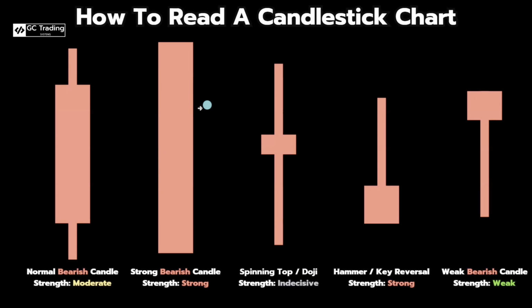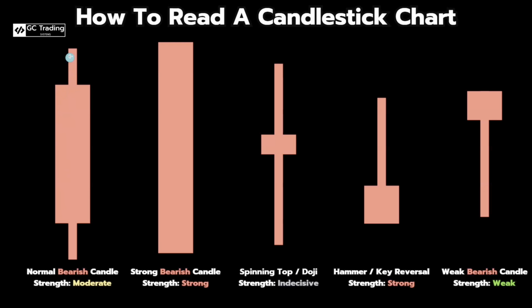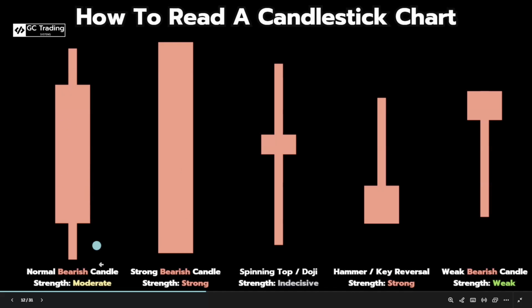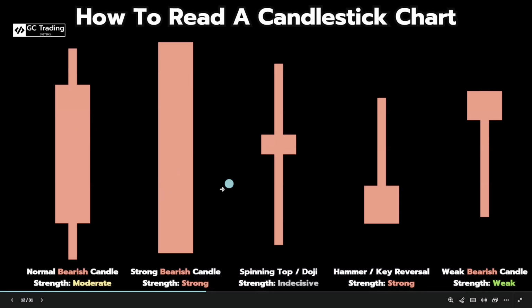And then here are the bearish candlesticks. So you can see the difference. So right here, here's a normal bearish candle. So price opened here and closed here. Okay, a little bit of wick on each side, right? Strength is moderate for that. And then here's a strong bearish candle. So price opened here and then closed all the way down here with no wick. That shows that sellers are really in control.